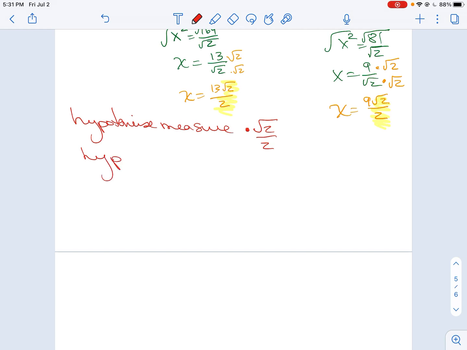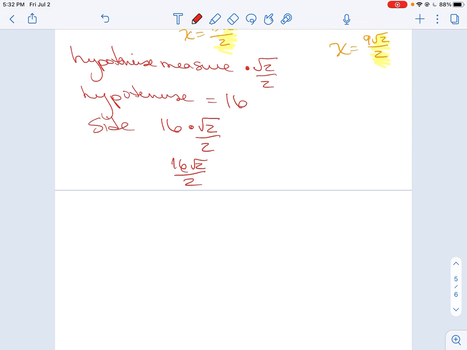So if I tell you my hypotenuse is equal to 16, so my side is going to be 16 times radical 2 over 2. Okay, so 16 radical 2 over 2. Well, guys, that can be simplified. 2 goes into 16 8 times, so it actually comes out to 8 radical 2 as your answer.